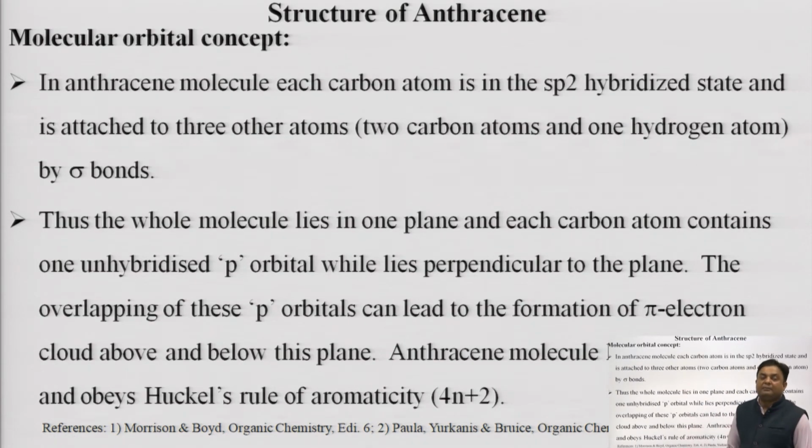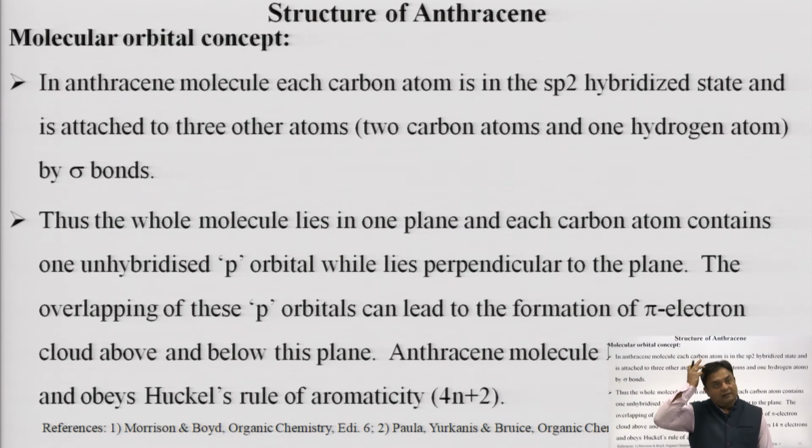Now after talking about the resonating structure of anthracene, I am coming to the molecular orbital structure of anthracene. I have already told you that there are 14 carbons in anthracene, and each carbon is sp2 hybridized. Sp2 hybridized means it's a planar structure, and each carbon has 4 valencies. Out of 4 valencies, 3 are like this. I am just drawing the structure.